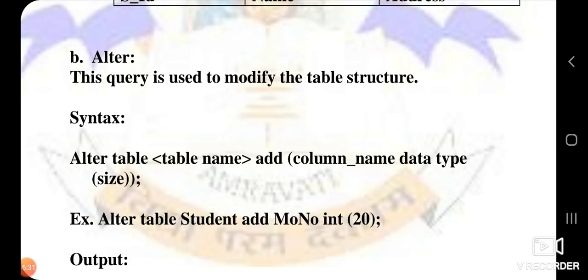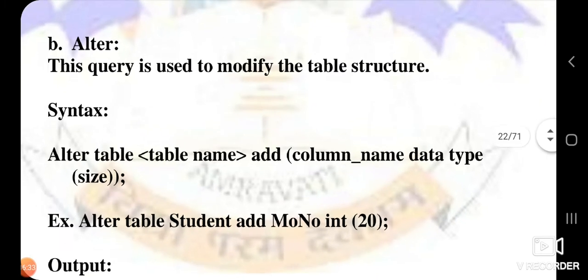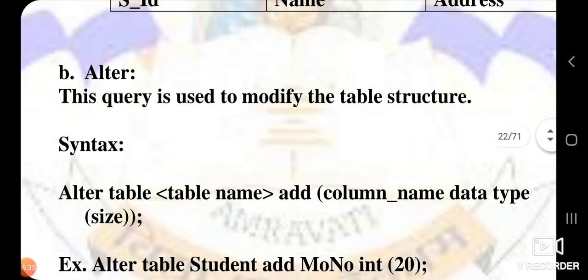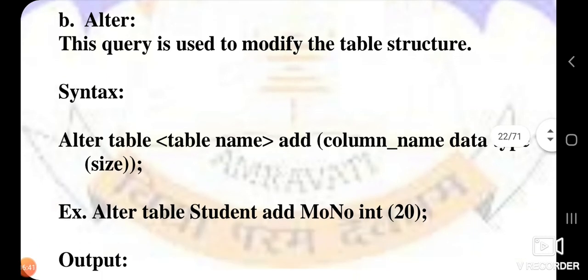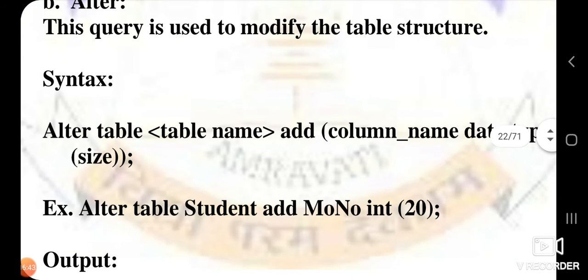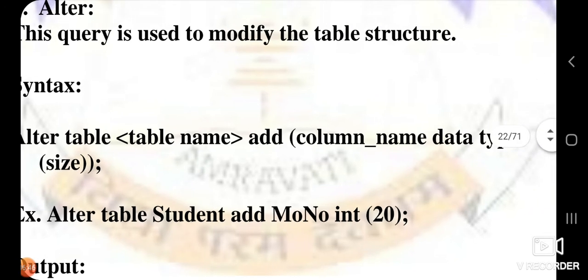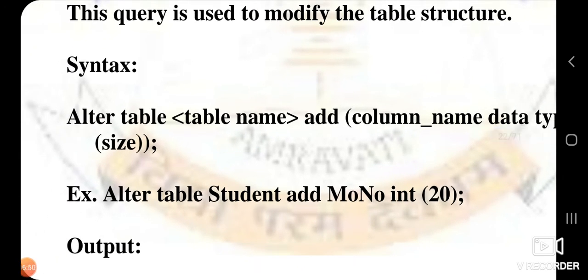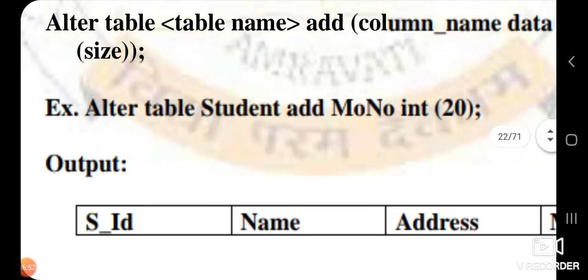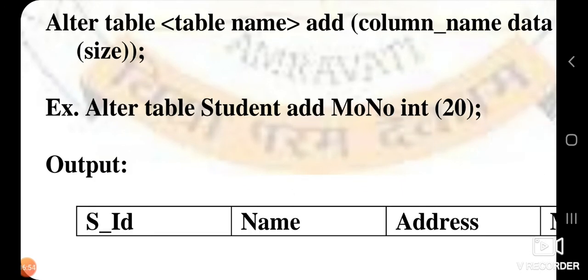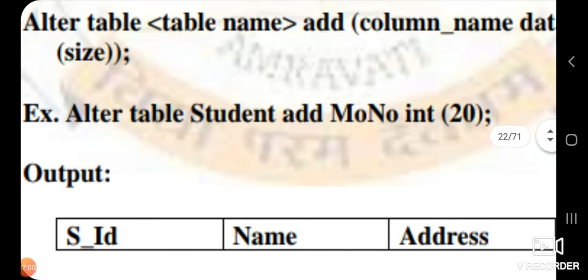Now the second is alter. This query is used to modify the table structure. Modifying the table structure means you can change the name of a table or you can change the data type. So the syntax is alter table, then you provide the table name and add column_name. You can add a column here and you have to provide its data type and size. So the example is alter table student. You are going to alter the table student. That means in the table student you have to make some changes.